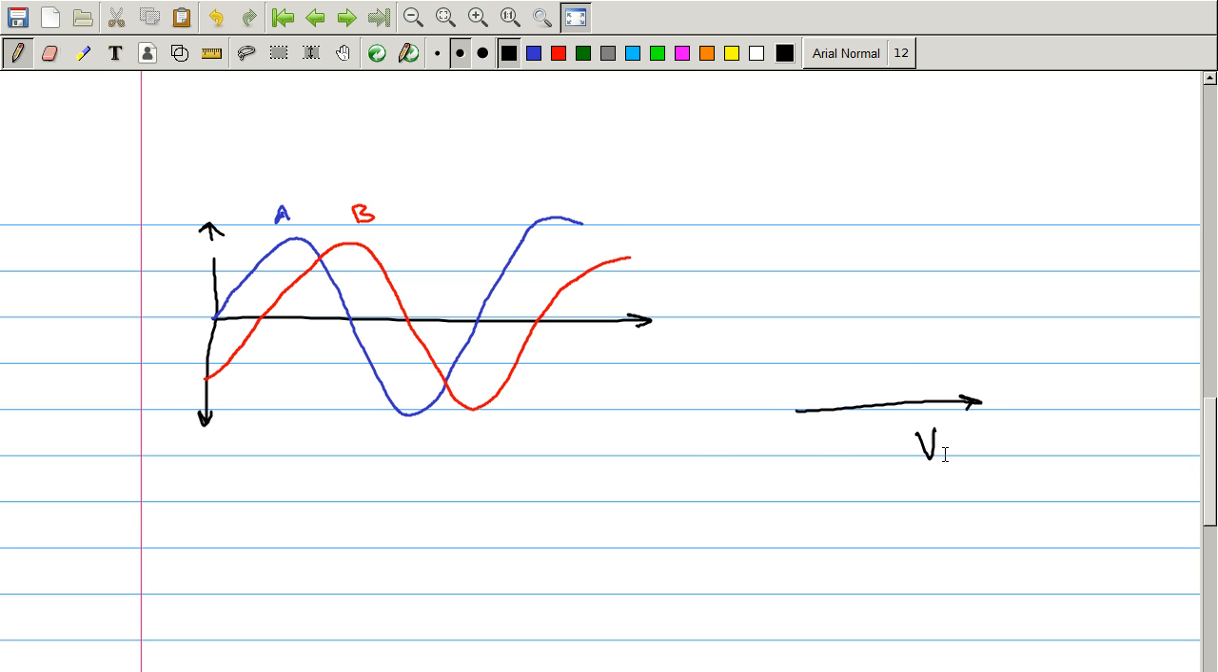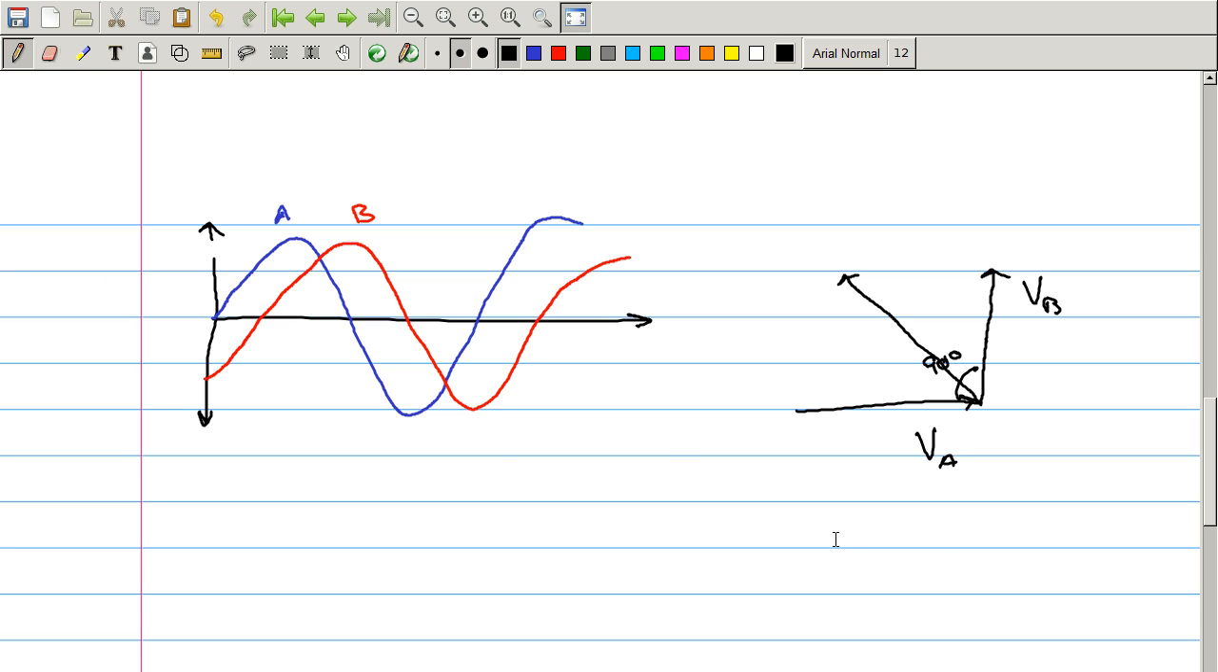So here's voltage A, here's voltage B, and the difference between these two is 90 degrees. What is the resultant vector? Well, in this case, it is... You can do it one of two ways.